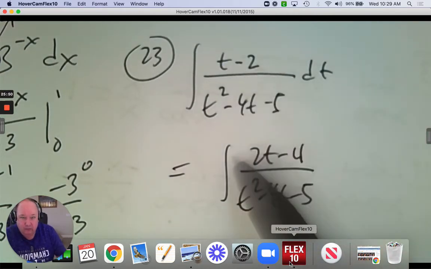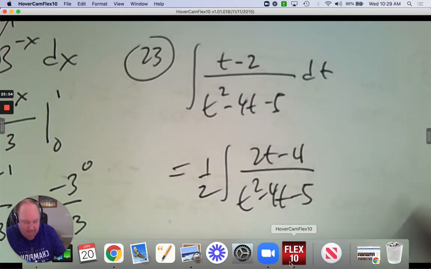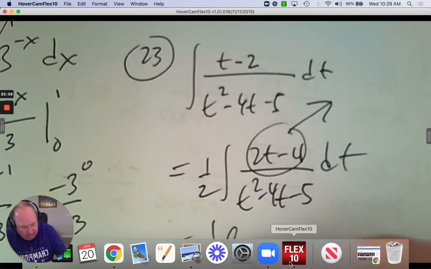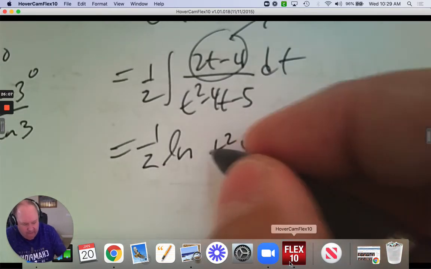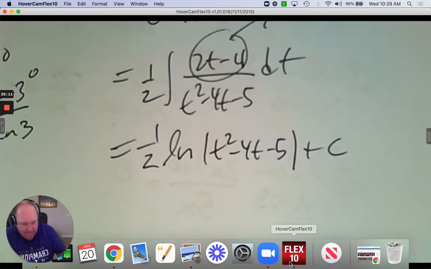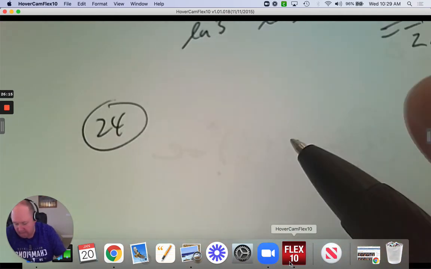Then look at the numerator. So if I go 1/2 and multiply it, they would be the same. And then unhook the numerator, and then this is just a logarithm, which is 2t squared subtract 4t subtract 5. So just write down the denominator, and then don't forget the candy bars. Done. Number 24, that was an indefinite integral. That's why there was a constant at the end.